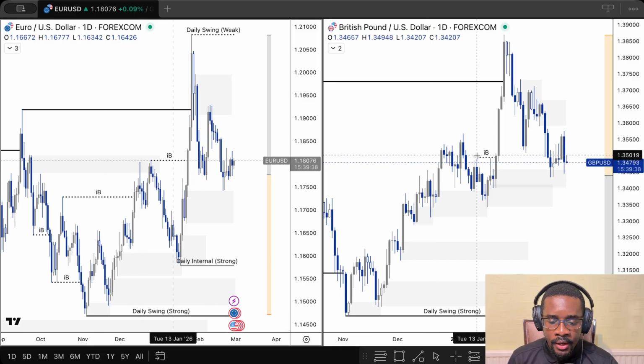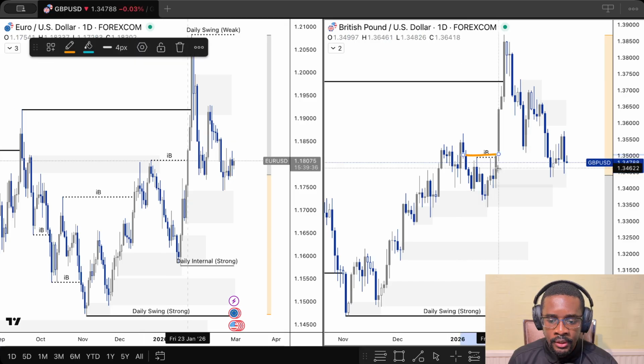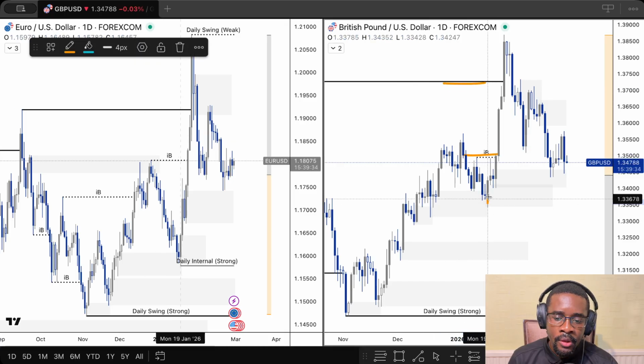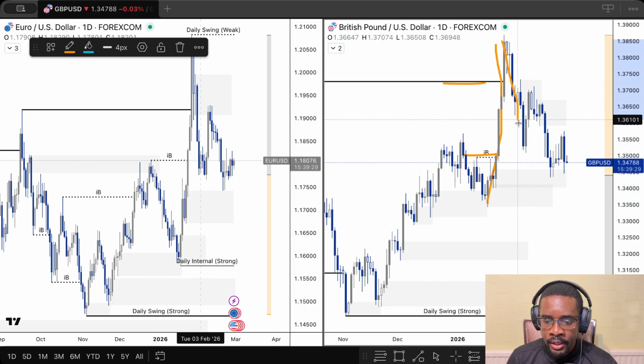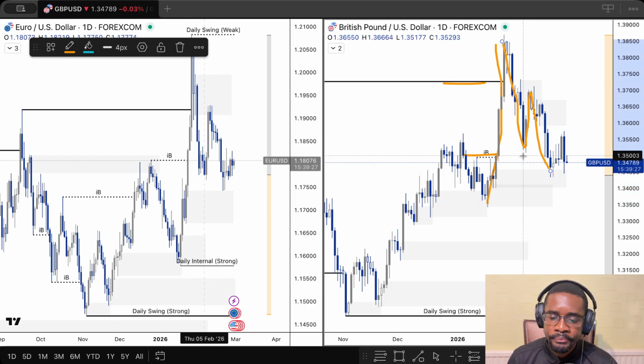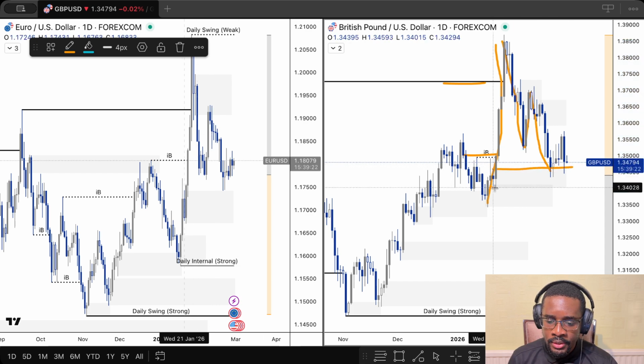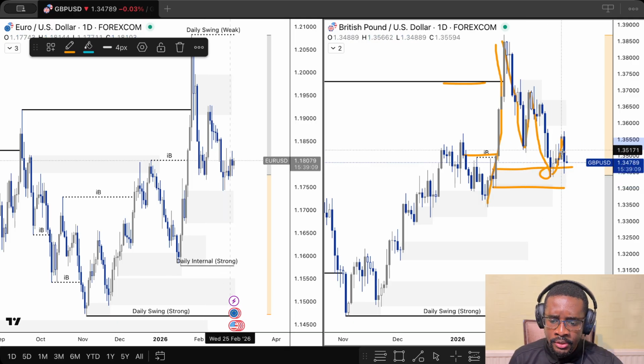And then looking at the pound, it's the same thing. We had our internal break and our bullish break of structure, so our swing and internal are both bullish. However, we are having a pullback at the moment, and price did pull back to this demand. That is the only mitigated demand at the EQ of the range. This is the EQ of the swing range. Price mitigated that, had a reaction, and then yesterday we had a strong push back into the area.